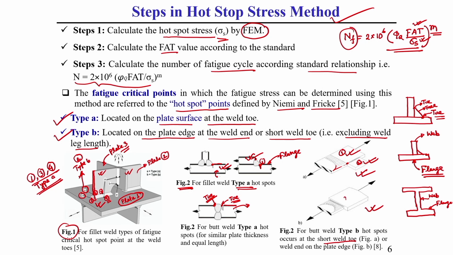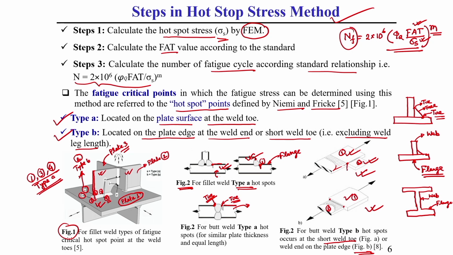Now for dissimilar thickness of plate, this is figure 2B, you can see this is one plate, this is another plate. Plate 1 is thicker than plate 2. Here you can see the corner point of this dissimilar toe, which is at the edge of this plate. Do you see, which is at the edge, here also it is at the edge of this plate, this toe, this toe.